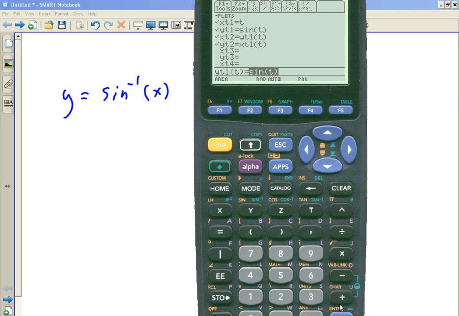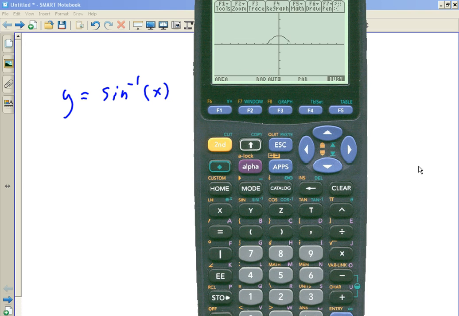We'll enter. Okay, so secant of t. All right, now let's graph that. So there's a piece of the cosine, but what about the arc cosine? Not a function, right? Doesn't pass the vertical line test almost anywhere. Epic fail, exactly.